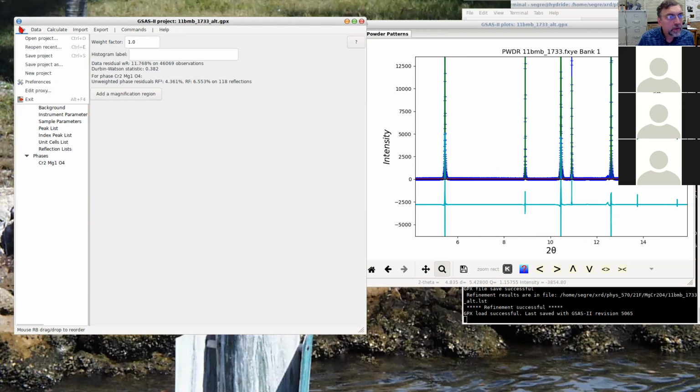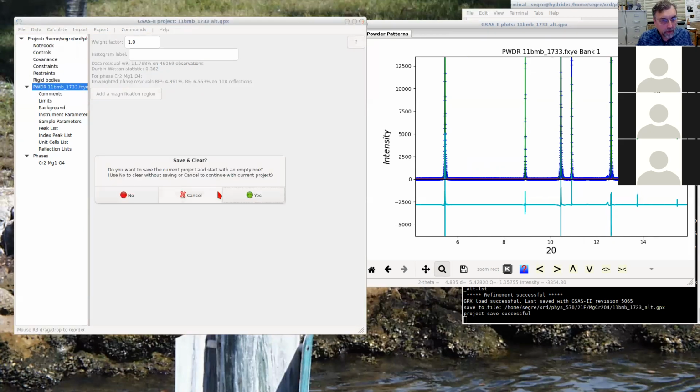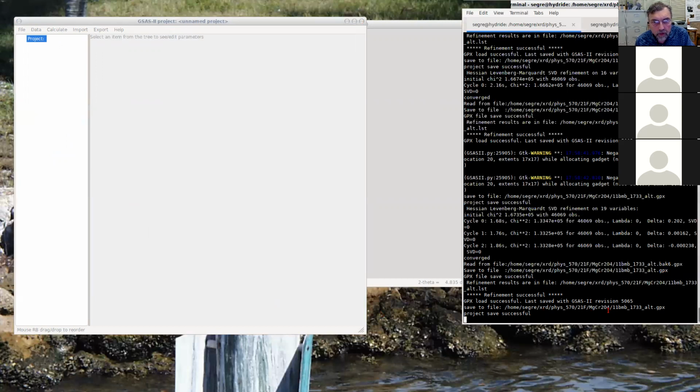All right, let me save this and let me close the project. Do a new project. Okay, so that's a data set for 11 BM. I also have some data for the Bruker X2 phaser. And I think it'd be useful for you to look at that too, because that's the kind of data you'll probably be more often looking at. So let's open some of that data.